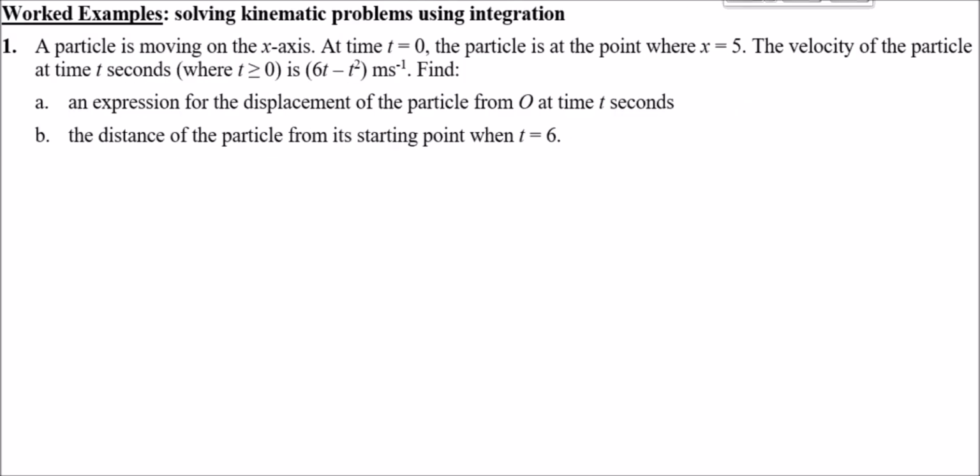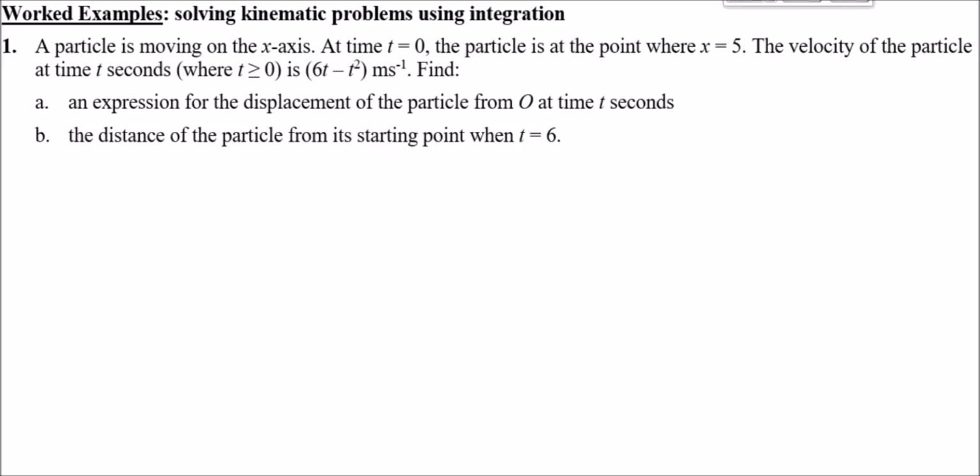Let's have a look at a worked example now, where we're going to solve some problems using integration. So we've got here that a particle is moving on the x-axis. At time 0, the particle is at the point where x equals 5. And so we're told here that the initial displacement is actually 5. It's not starting with a displacement of 0. So just pay attention to that.